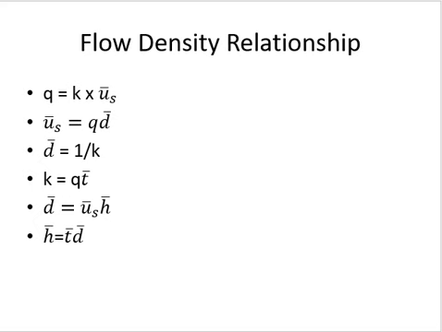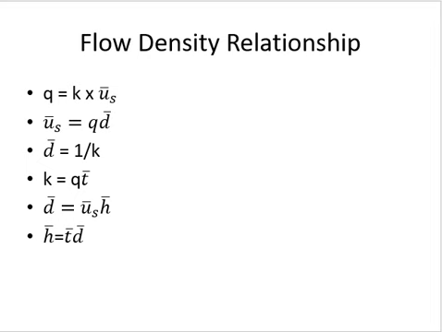What is d dash? Average spacing, right? And what is K? Density. So density is the inverse of average spacing. We have learned this relationship in the traffic engineering course. We used it, we learned it. It's written here as well.